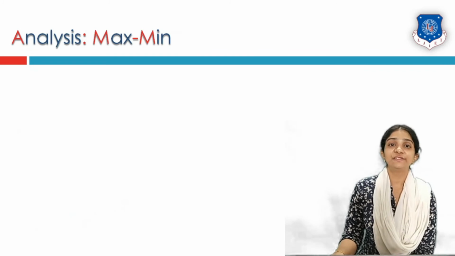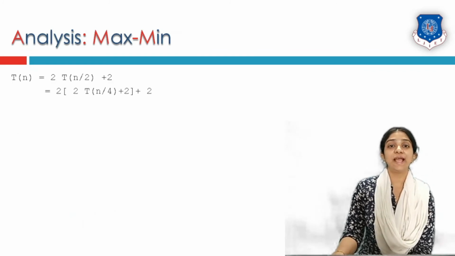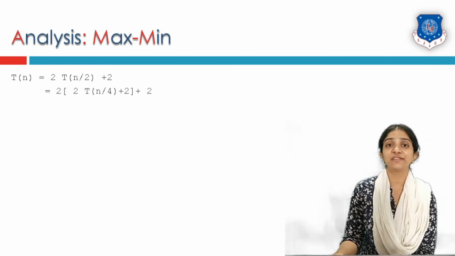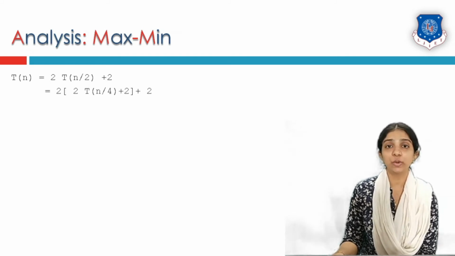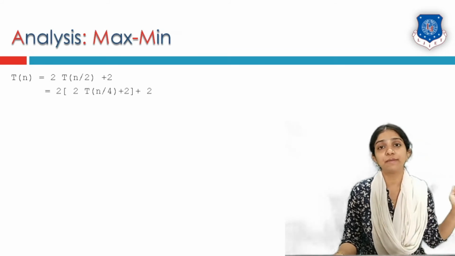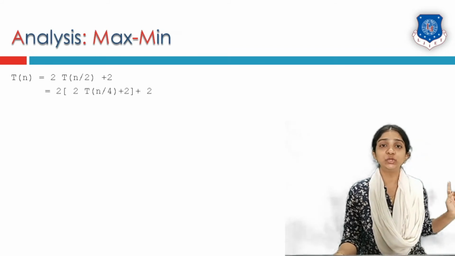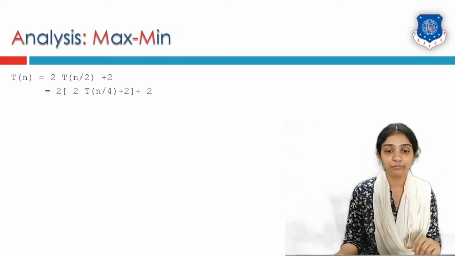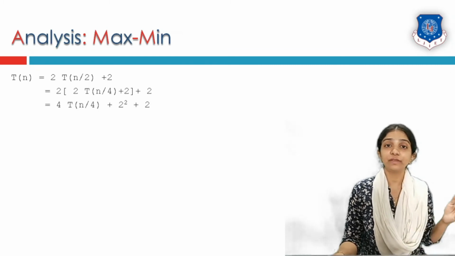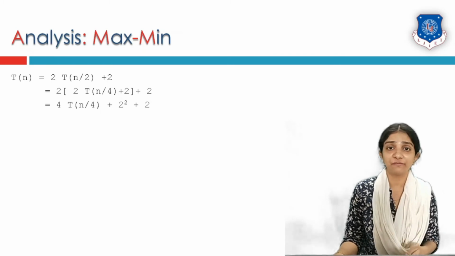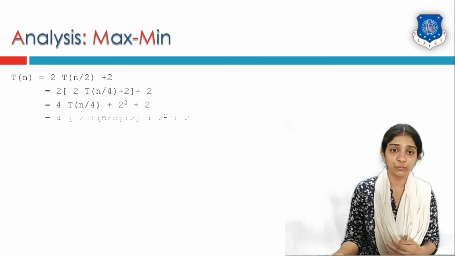Now let us analyze this recursive statement with the help of the substitution method. So instead of n, we are substituting n/2, so n/2 will ultimately become n/4. Our equation 2T(n/2) + 2 will now become 2 into 2T(n/4) + 2 + 2. If I solve these brackets, our expression will be 4T(n/4) + 2 square + 2.